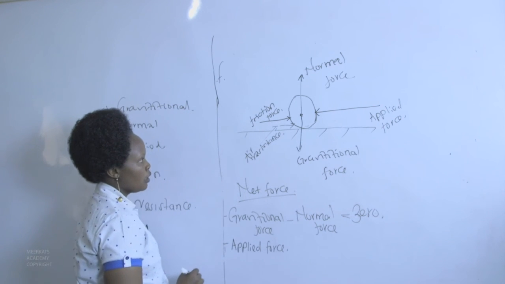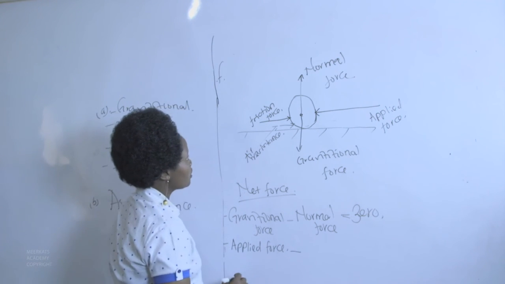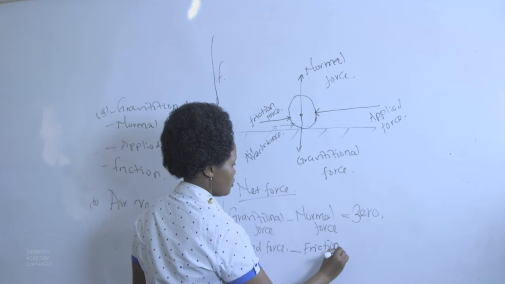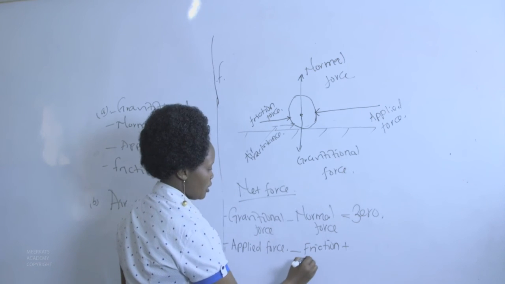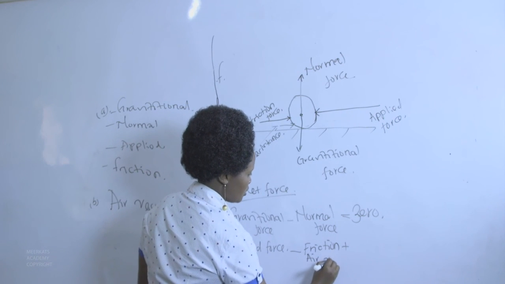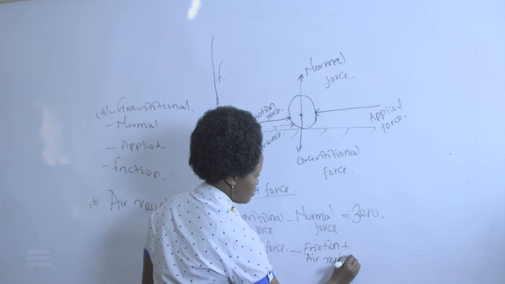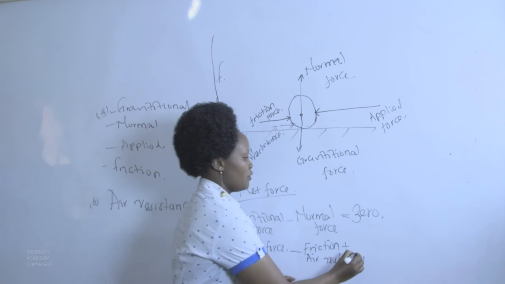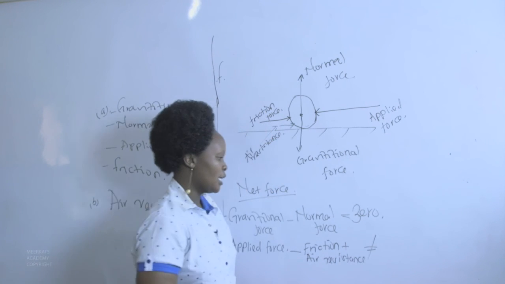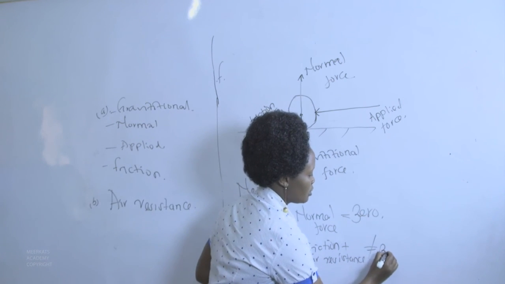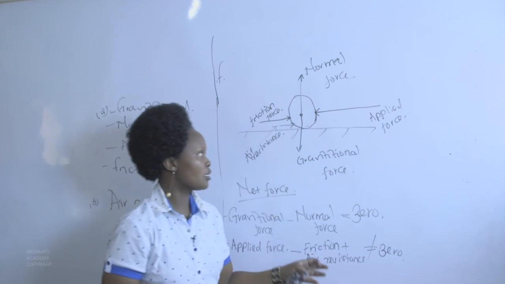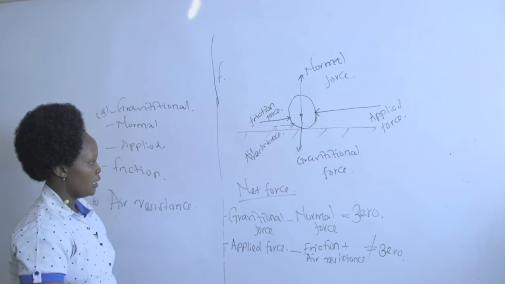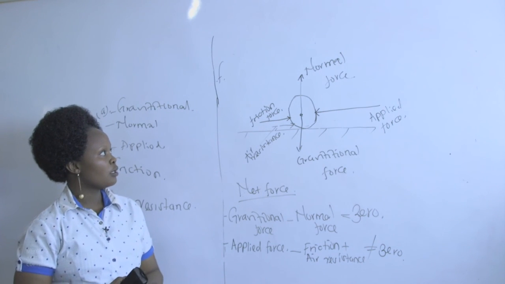Again, you look at applied force. This time subtract friction plus air resistance, and that should give you a result that is actually not 0, so that the ball can manage to move towards the left direction.